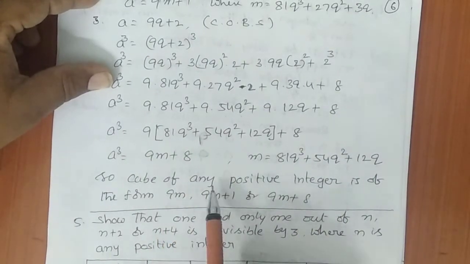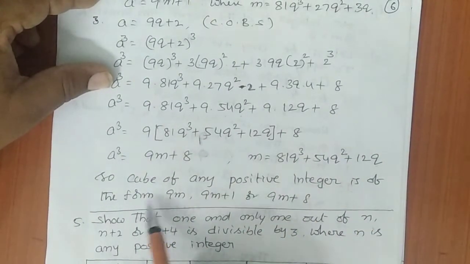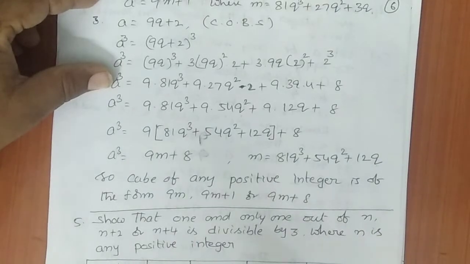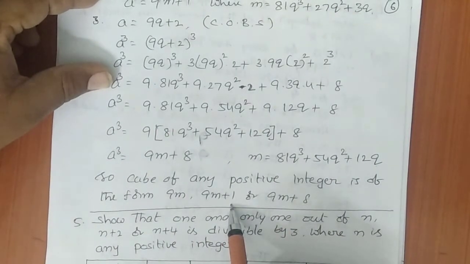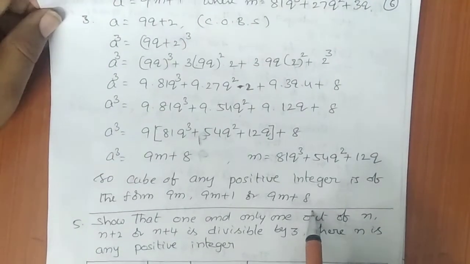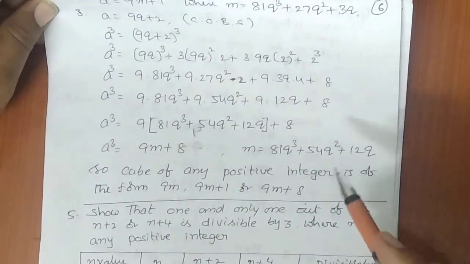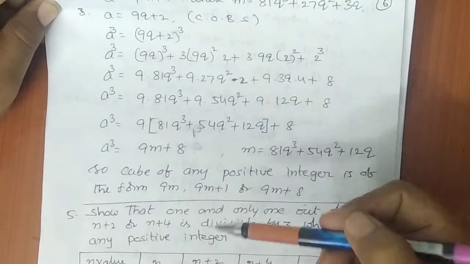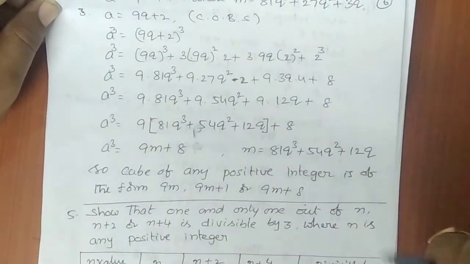So the cube of any positive integer is in the form of 9m in the first equation, in the second equation 9m plus 1, or 9m plus 8. So this is a lengthy problem. So this is easy, using only the (a plus b) whole cube form.